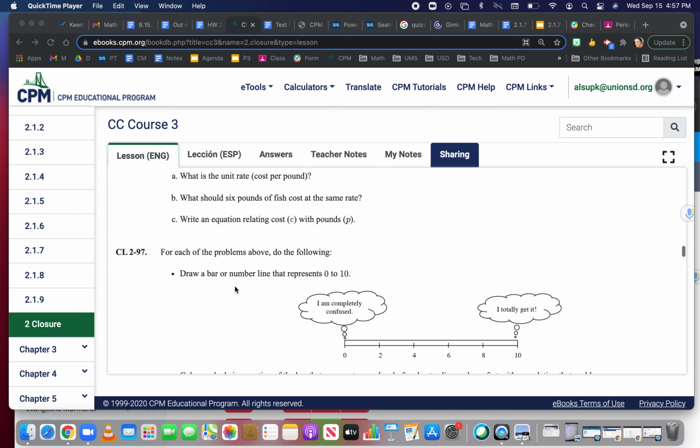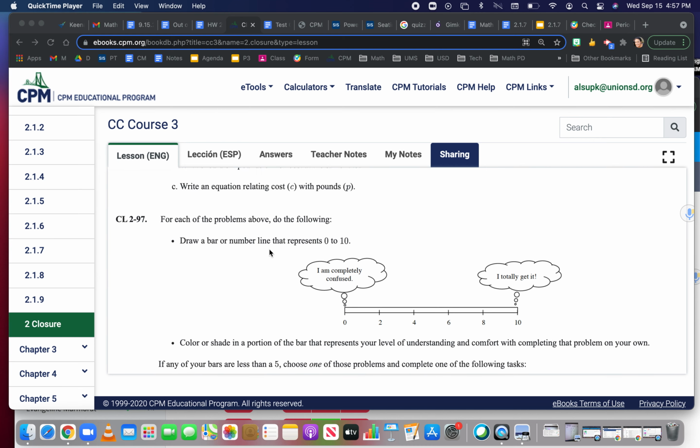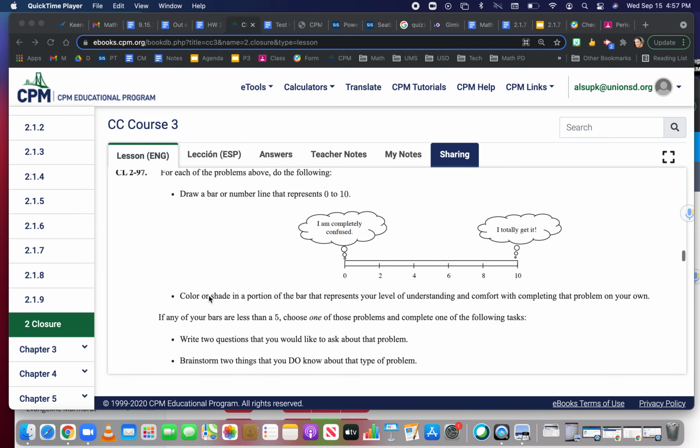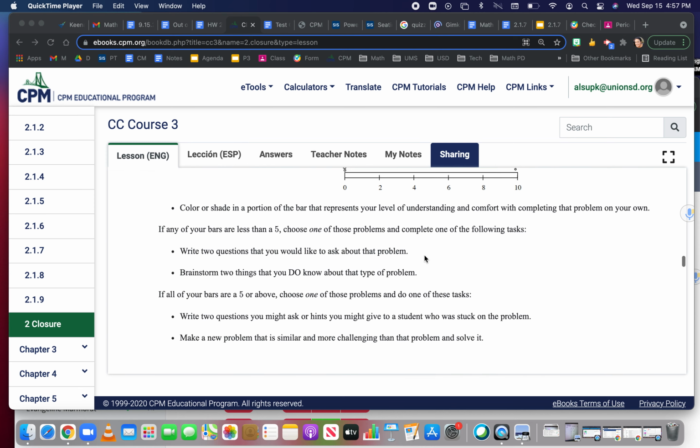97 is where you go back and you reflect on how well you understand each type of problem. So you're ranking yourself 0, completely confused, to 10, totally get it. You don't have to do the whole shading in. You can just write the number next to the problem where you're at.